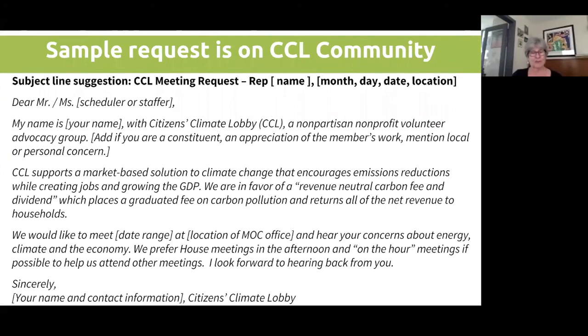We actually prefer Senate meetings in the morning and House meetings in the afternoon for Washington, D.C. For in-district meetings, it's whatever works for you in the office. And also for Washington, D.C., we like to have meetings at the top of the hour if possible, because it allows our folks who are coming to DC to get multiple meetings in on Capitol Hill.